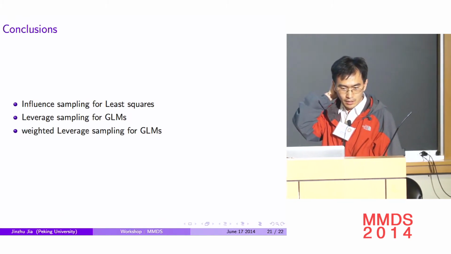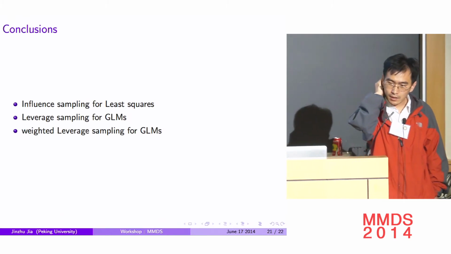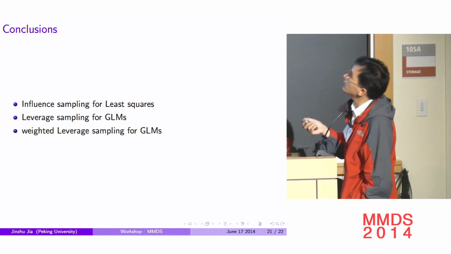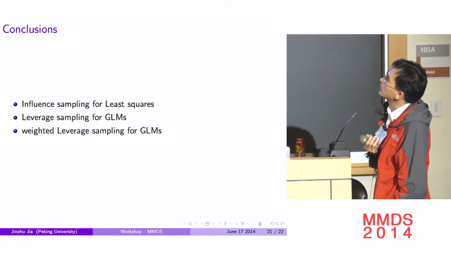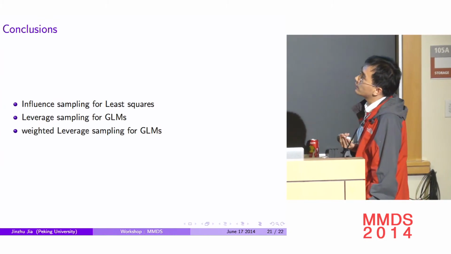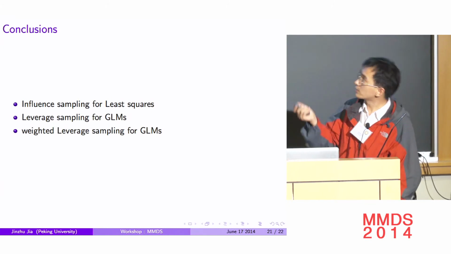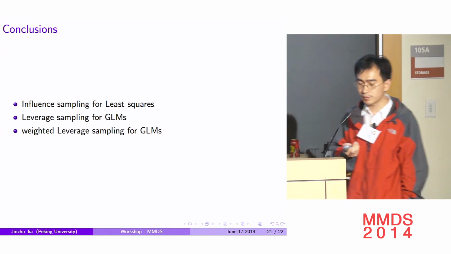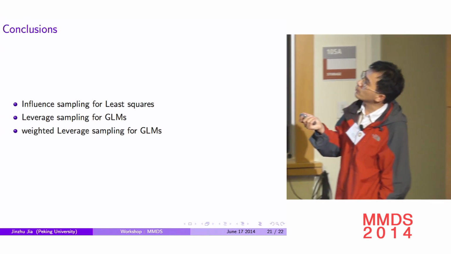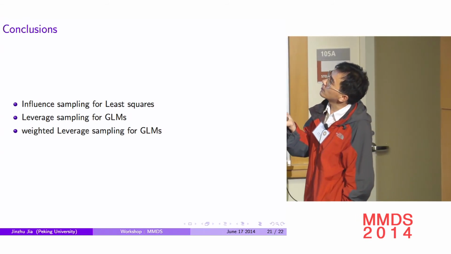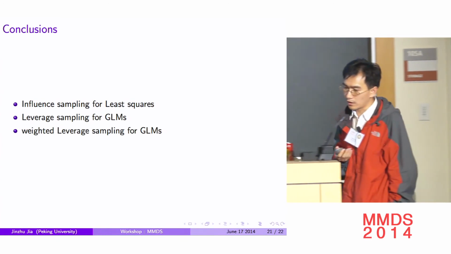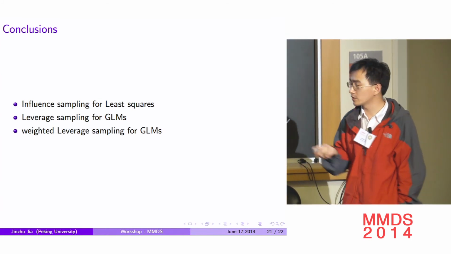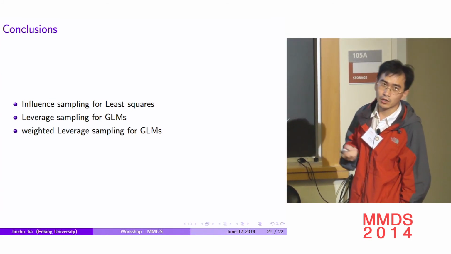Okay, this is the main content of my talk. I first showed how we use the influence sampling for least squares, and then I showed how to use the leverage score sampling for the generalized linear models. But for this problem, we need a very strong condition. Usually the condition does not hold. To overcome this problem, I proposed the weighted leverage score sampling. For this sampling, we use iteratively weighted least squares, but in each iteration, we do not have to calculate the leverage score every time.